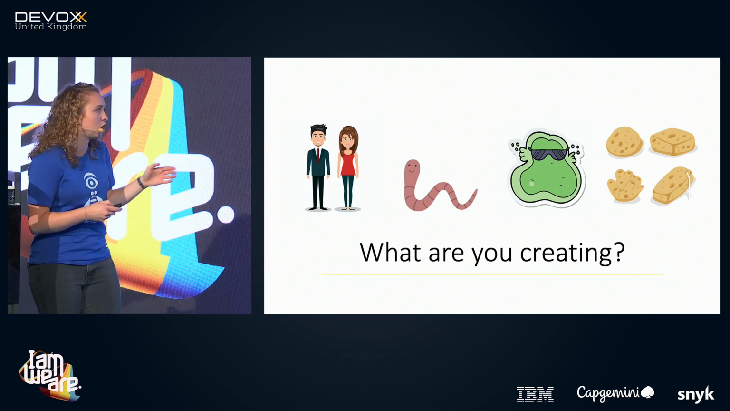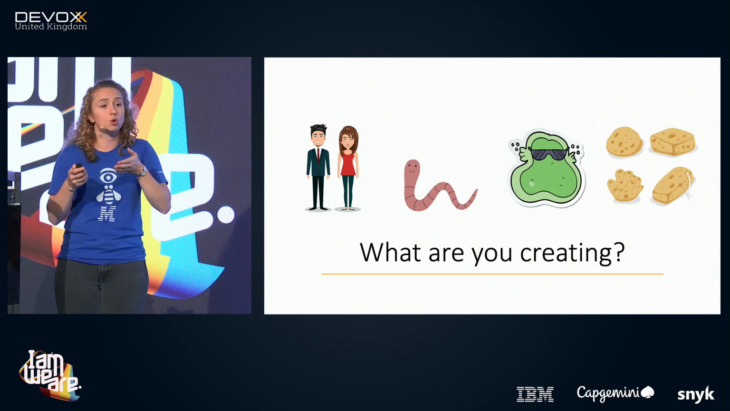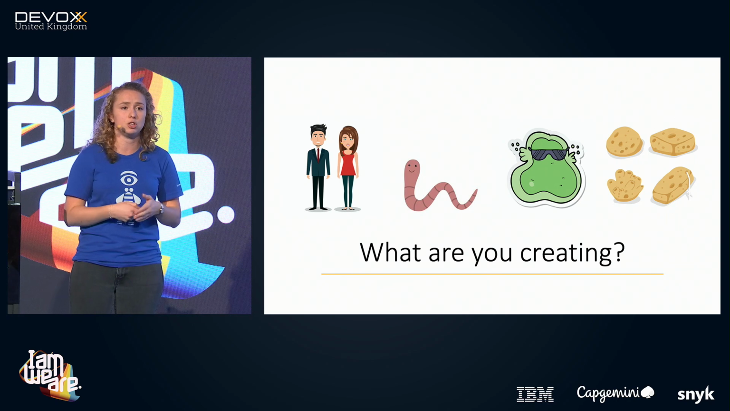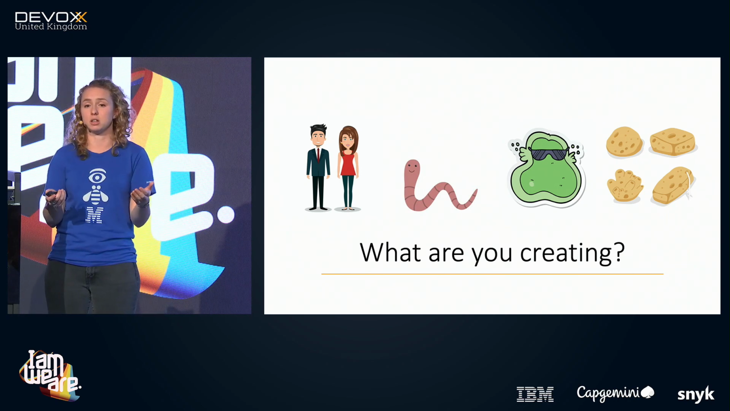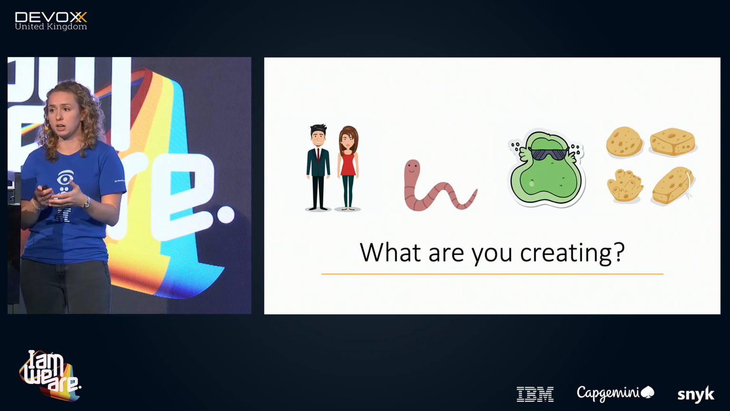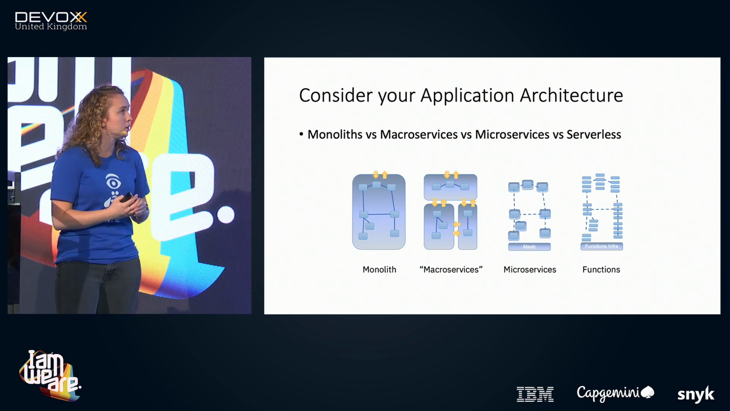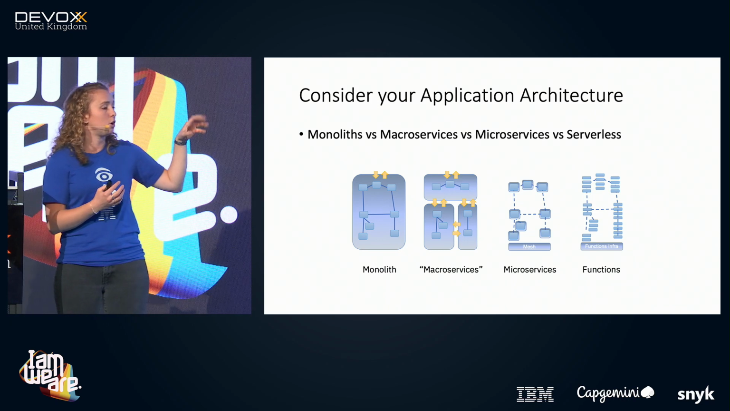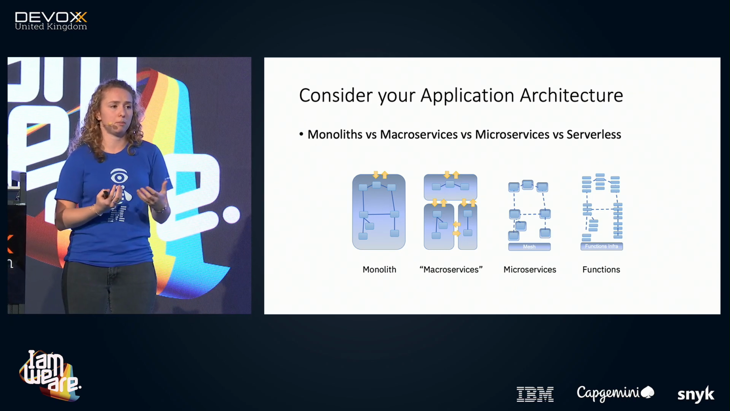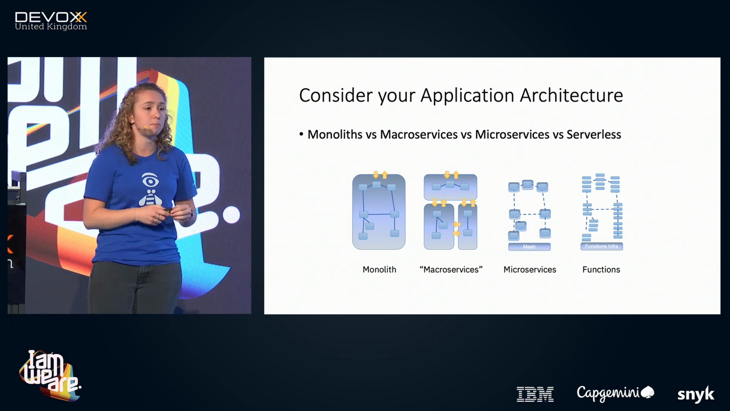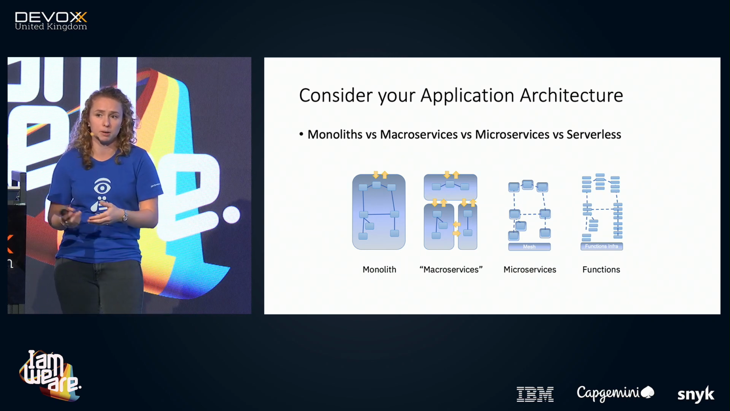So the first question to ask is, what are you creating? What's going to be right for your application? Because there's no one answer. It's completely dependent on what you're trying to build. When it comes to thinking about what you're building, the first step is thinking about, okay, what type of application am I building and what architecture is going to be best suited for that particular application?